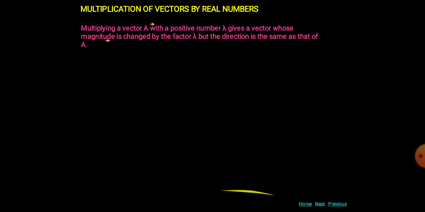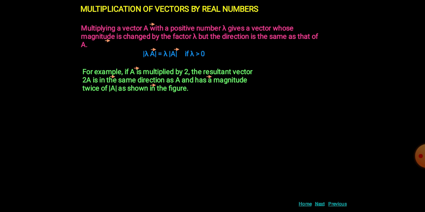Here we are multiplying a vector a with a positive number lambda. It gives a vector whose magnitude is changed by the factor lambda. But if we look at its direction, the direction is the same as that of a. See the equation, lambda into a is what? Lambda into magnitude of a, if lambda is greater than 0.